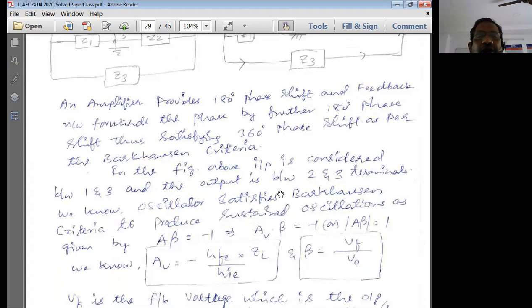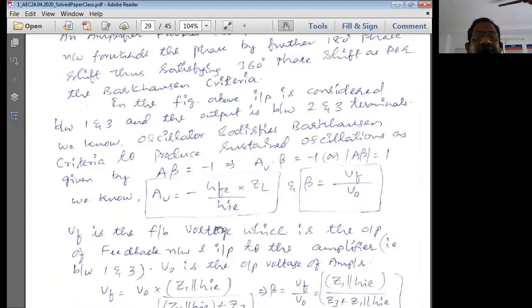So most importantly, what is this now? An amplifier provides 180 degrees phase shift, and the feedback network provides a further 180 degrees phase shift, thus satisfying the 360 degrees phase shift as per the Barkhausen criteria. It satisfies the Barkhausen criteria by incorporating such a mechanism here.